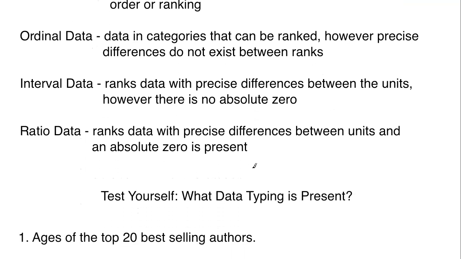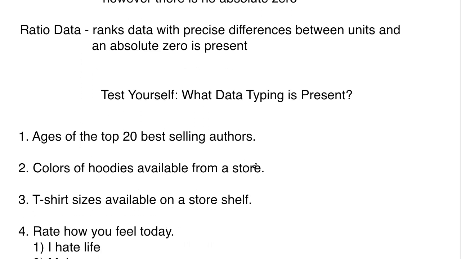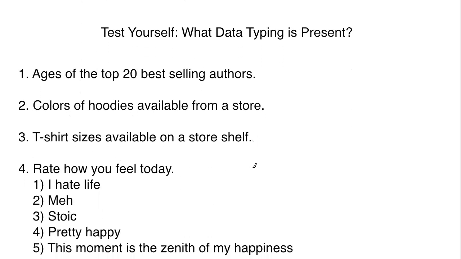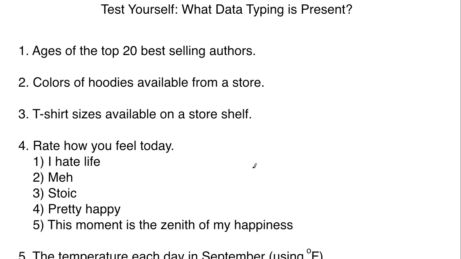So similar to what we did above, let's go ahead and test you and see if you understand each of these. So the question here is, what type of data typing is present? And your choices for the answers will be nominal, ordinal, interval, or ratio. So let's take a look at each of the questions. Again, I encourage you to try them yourself before you end up attempting to walk through and use the video.